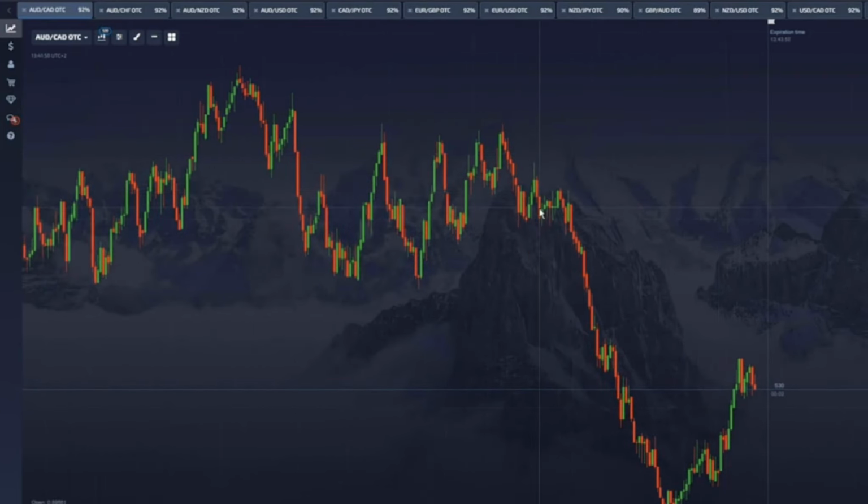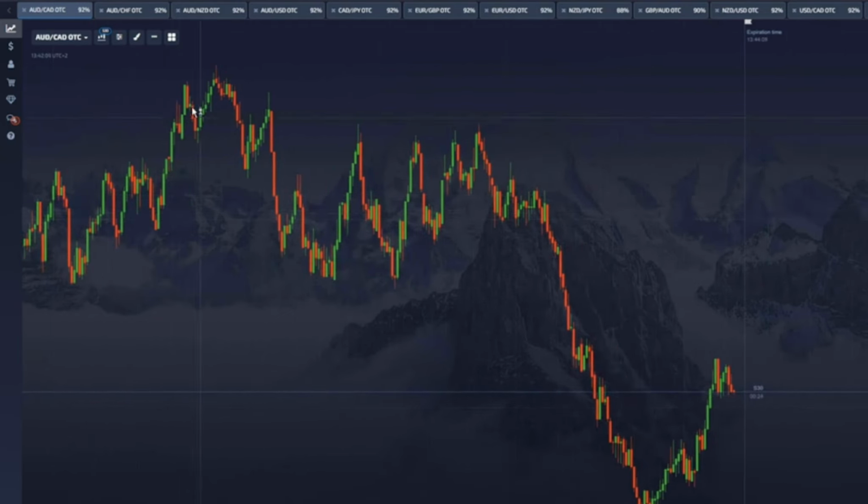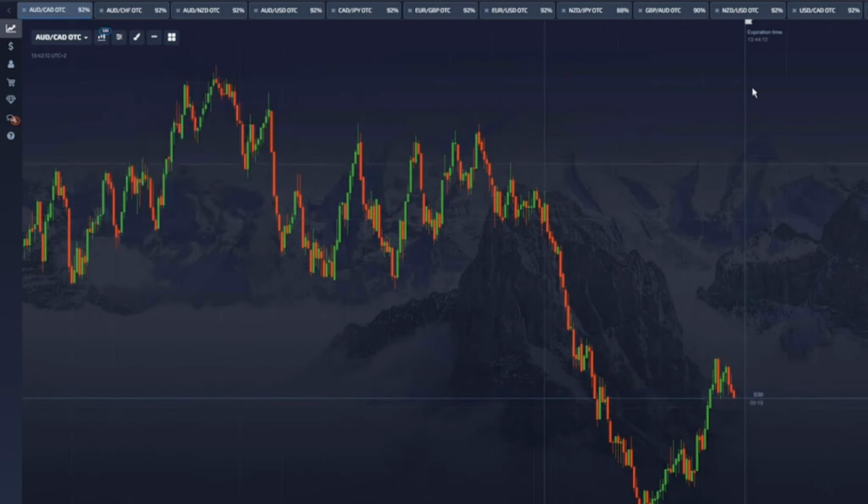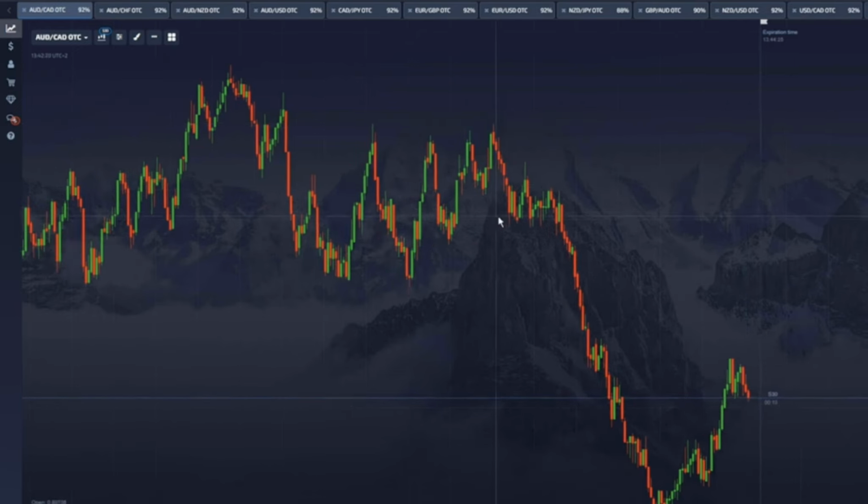Hello traders, today I'm going to share with you one of the best and most profitable binary option strategy on Pocket Option Broker. Set your candle time frame to 30 seconds and your trade expiry time to 2 minutes and add the following indicators to your charts.